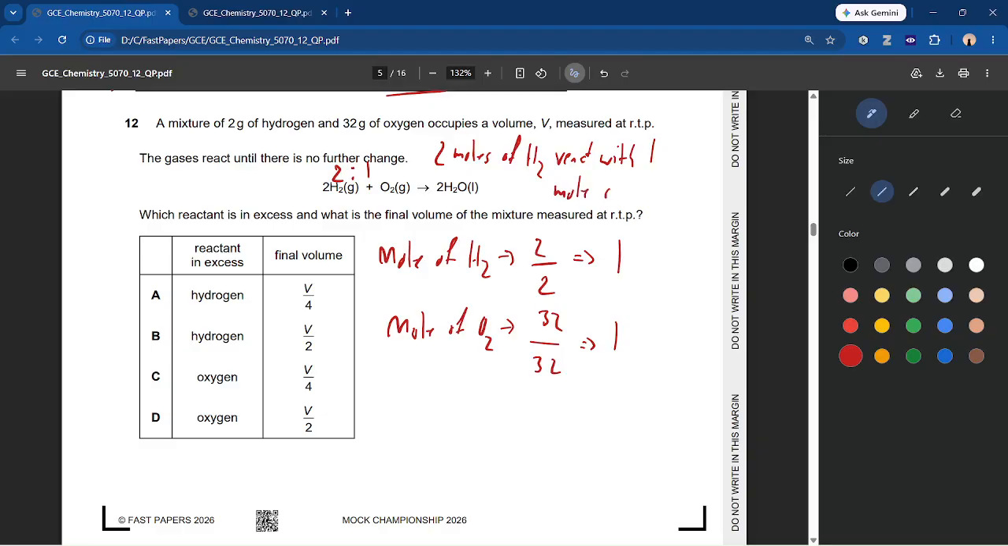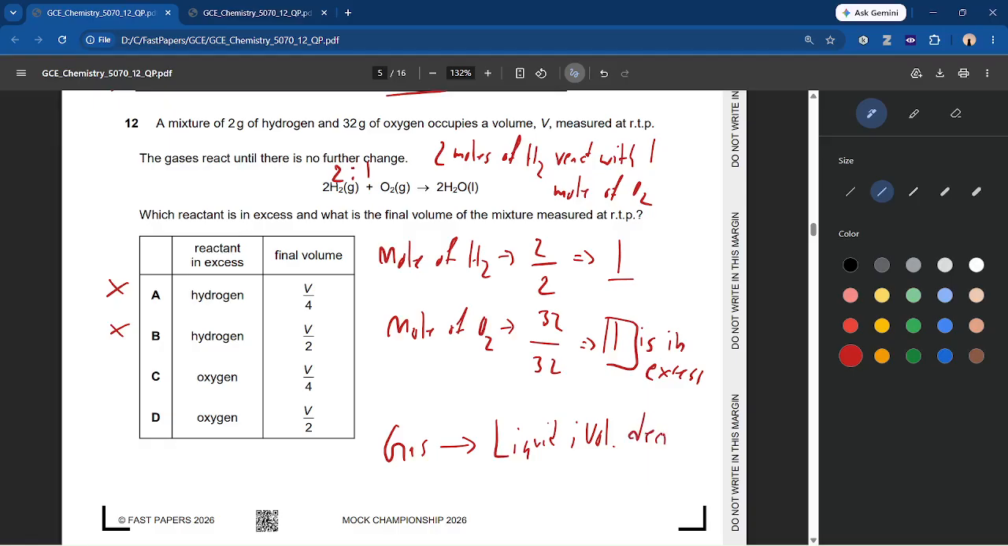But we don't have 2 moles of hydrogen, do we? We have 1 mole. So oxygen is in excess. So your oxygen is in excess. So you can immediately cut off A and you can cut off B. And now they're talking about the final volume measured at room temperature and pressure. Because you're going from a gas to a liquid, your volume obviously decreases.